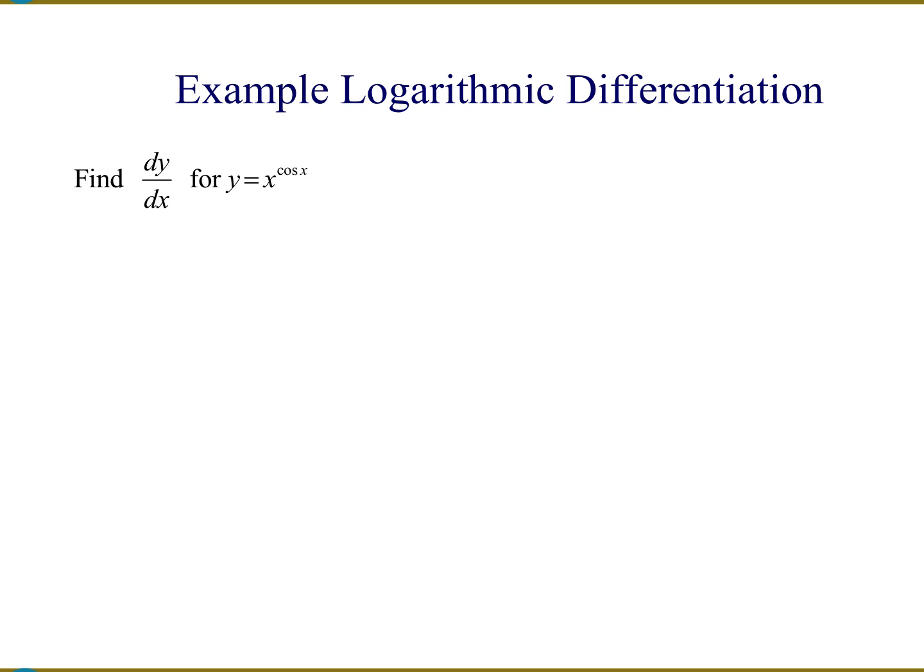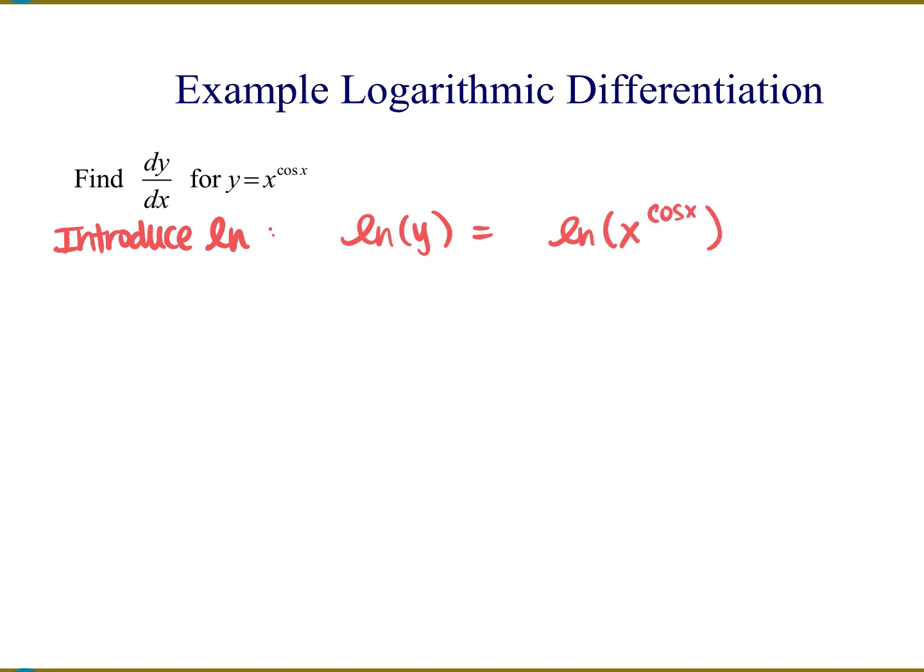And if you do it, so we're going to introduce ln. So I'm going to put an ln around the y. But what you do to one side, you have to do to the other. So I'm going to also introduce the ln around the x to the cos x. And I use parentheses to do that. So we introduce an ln on both sides. Don't forget that.